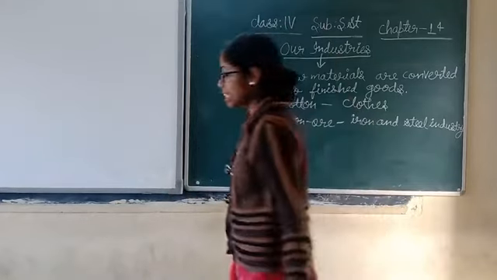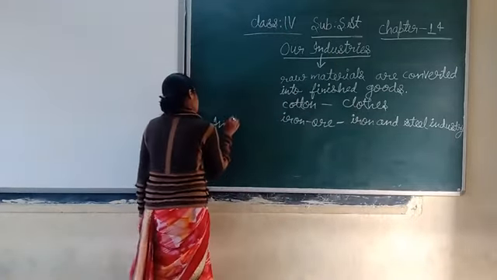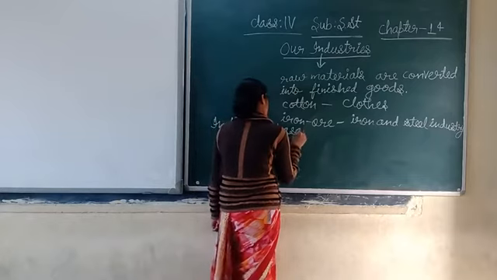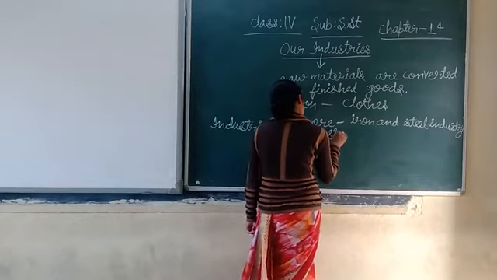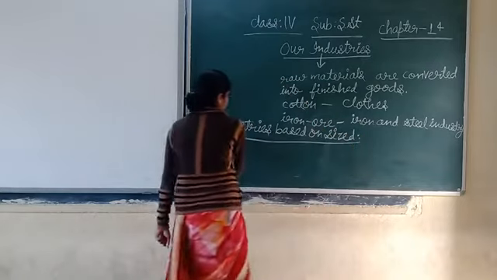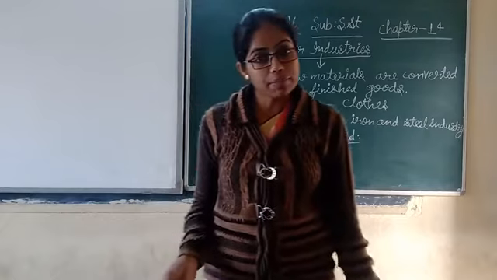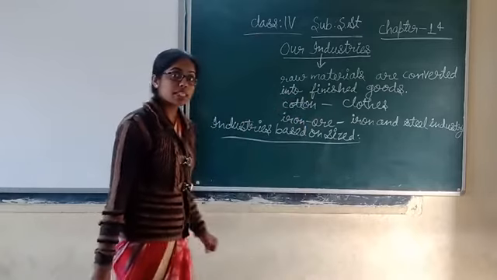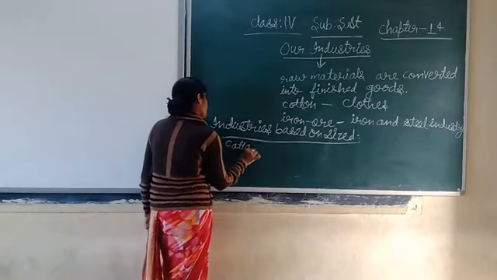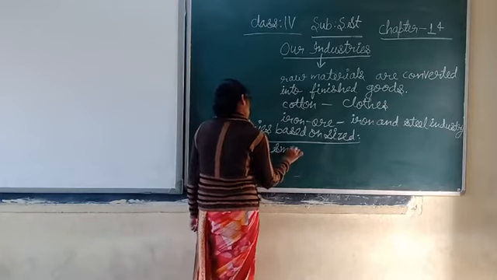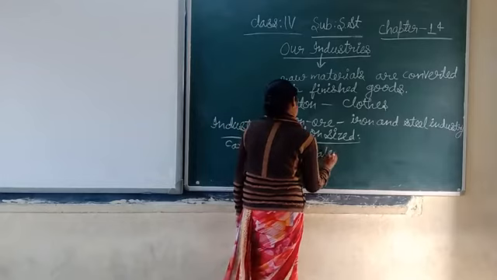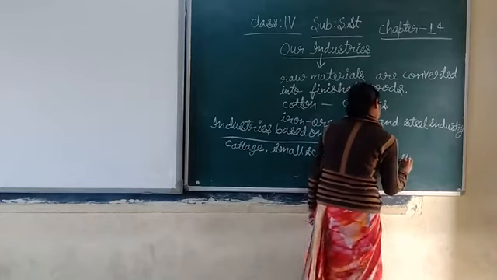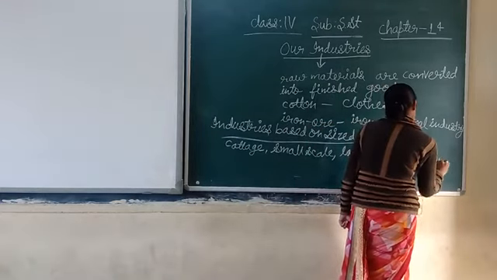First one, industries based on size. Based on the size of the industries, we have categorized industries into different categories. Let's discuss them. On the basis of size, they are classified into three types: cottage industries, small scale industries, and large scale industries.